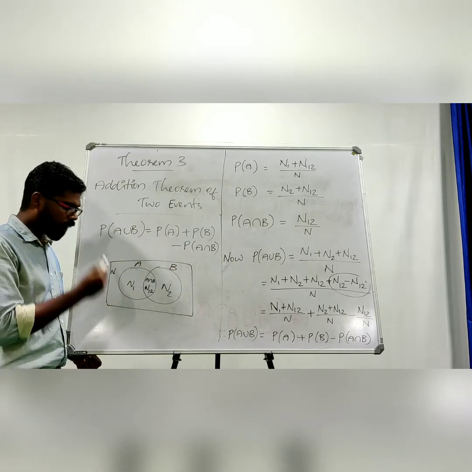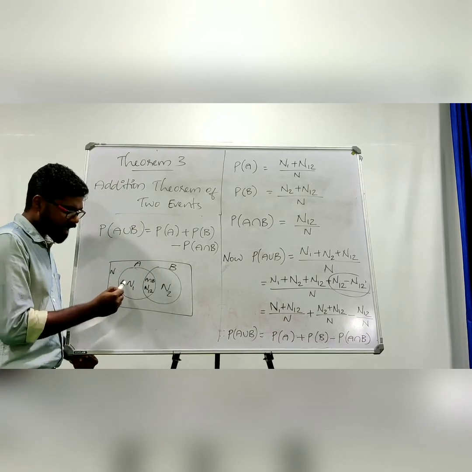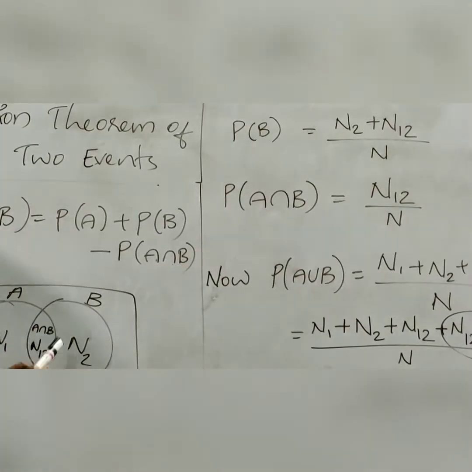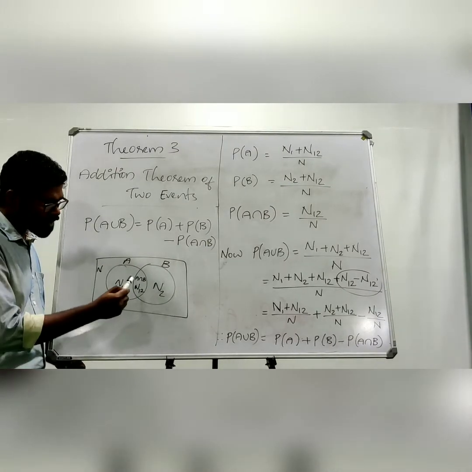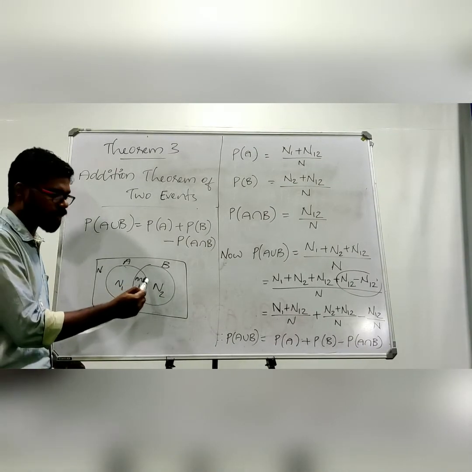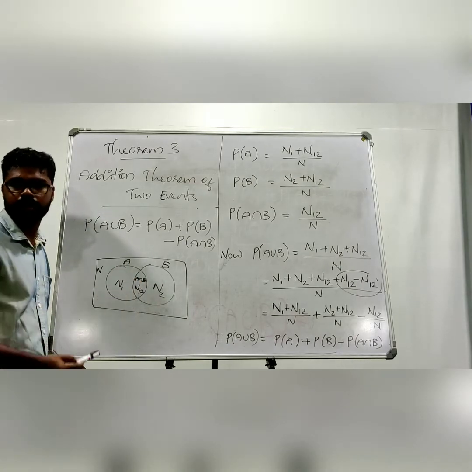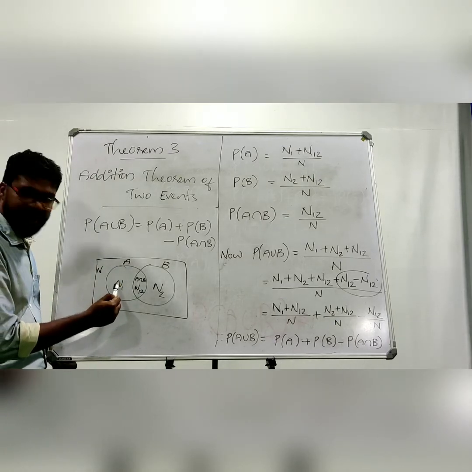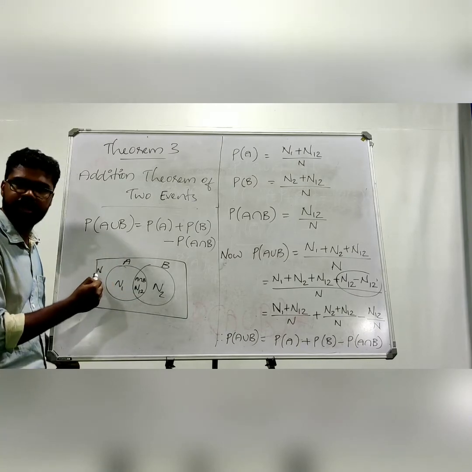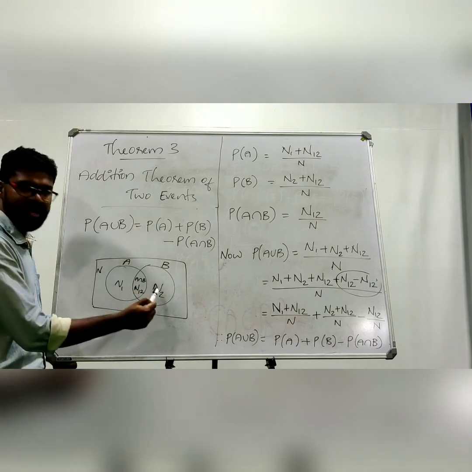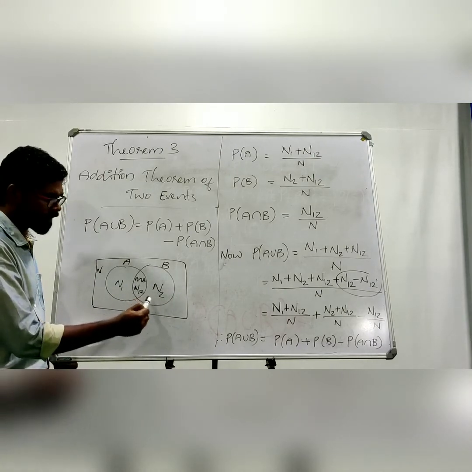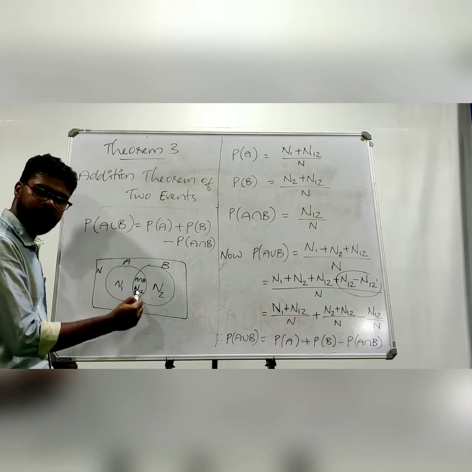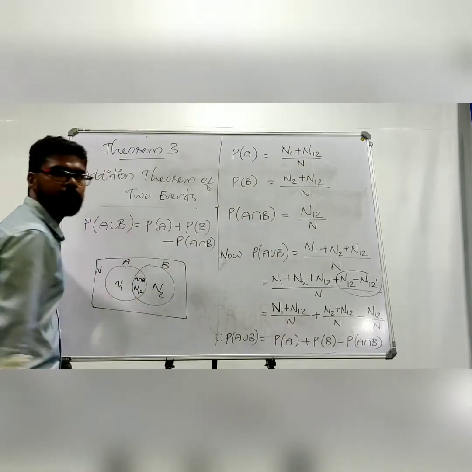And we have n outcomes here. For event A, n1 outcomes are favorable, and for event B, n2 outcomes are favorable. And for event A and B, that is A intersection B, n12 outcomes are common and favorable. So probability of A is equal to (n1 plus n12) by n, and probability of B is equal to (n2 plus n12) by n, and probability of A intersection B is equal to n12 by n.